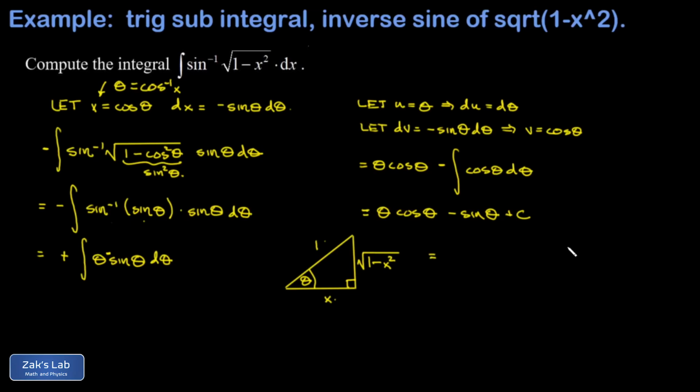So I transform my answer back in terms of x, and theta is the inverse cosine of x. And then the cosine of theta is just x itself. So I'm going to put that in front, x. And again, theta is the inverse cosine of x. And then I have minus the sine of theta, which is the opposite over hypotenuse in our triangle. That's the square root of 1 minus x squared. And we carry that plus c, and we're done.